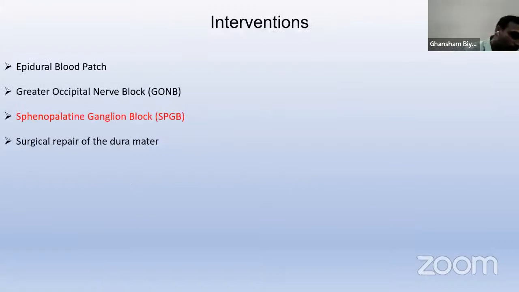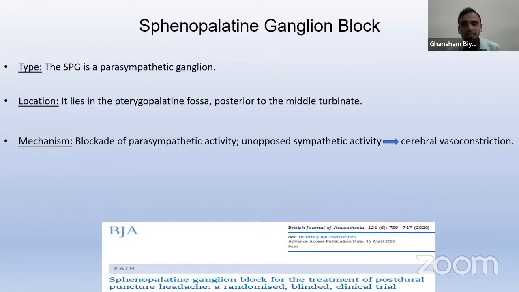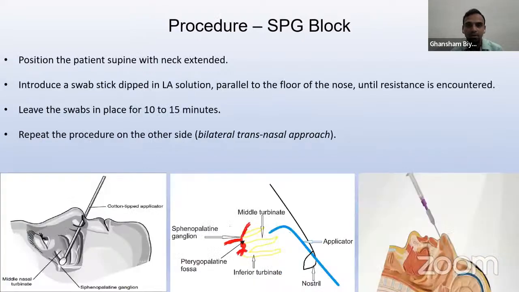Then talking about the sphenopalatine ganglion block, as I said, the sphenopalatine ganglion is a parasympathetic ganglion, though there are some sympathetic fibers running through the ganglion. It is also called the pterygopalatine ganglion or the Meckel's ganglion. It is present in your pterygopalatine fossa, exactly posterior to your middle turbinate. So once you do the blockade of this ganglion, there will be increased unopposed sympathetic activity, and the mechanism we have already discussed. As you can see in these pictures, the pterygopalatine fossa is exactly posterior to your middle turbinate.